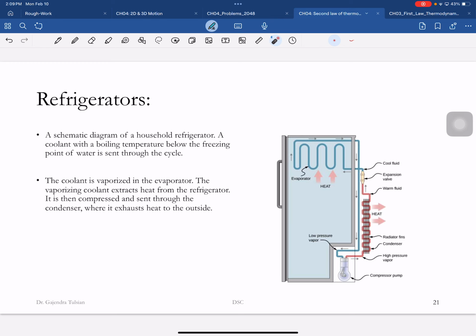Okay, did you guys understand? So let's say if you want to maintain minus 30 degrees Celsius someplace, if you want to cool it down to that, what you want is a coolant whose boiling point is minus 40 degrees Celsius. Okay. So that's how it works.